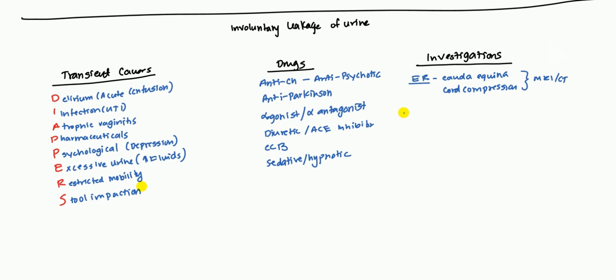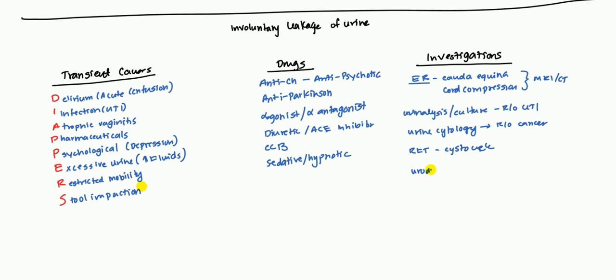You also might want to do urinalysis and culture, and this will help rule out UTI, which is a transient cause. With that said, you also might want to do urine cytology to rule out bladder cancer, because that can also cause this. Renal function tests are also important, because the pathology within the bladder might be affecting the renal function, and especially in the case of cystocele, you want to definitely look at the renal function.